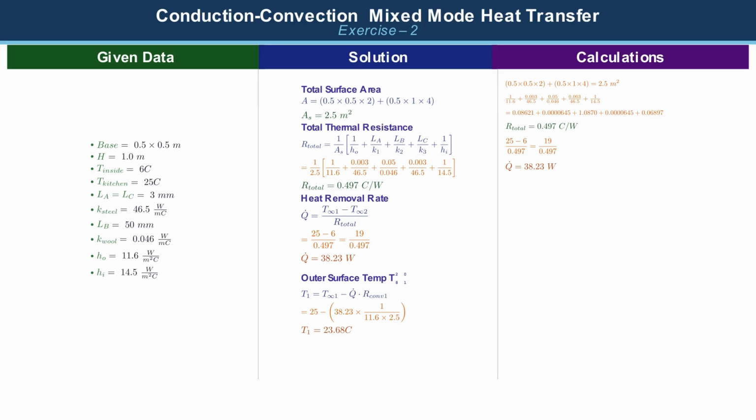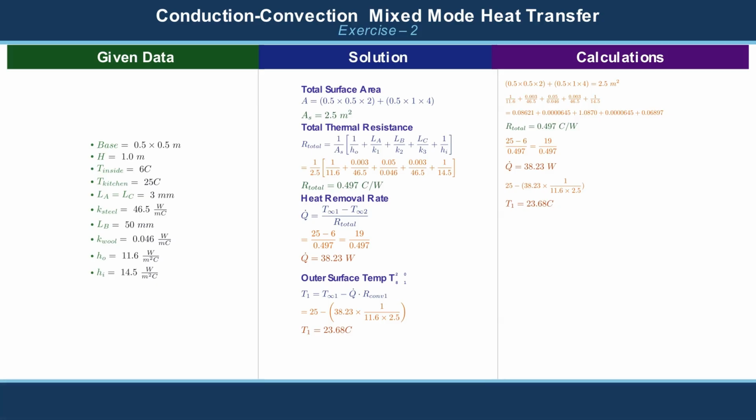T1 equals 25 minus 38.23 times 0.03448. T1 equals 25 minus 1.3183. T1 equals 23.68 degrees Celsius. After simplifying, the outer metal surface is at 23.68 degrees Celsius. The kitchen air is at 25 degrees Celsius, so the temperature drop across the outer convection layer is only about 1.3 degrees. Most of the temperature drop from 23.68 all the way down to 6 degrees happens across the insulation layer. That is the power of glass wool.